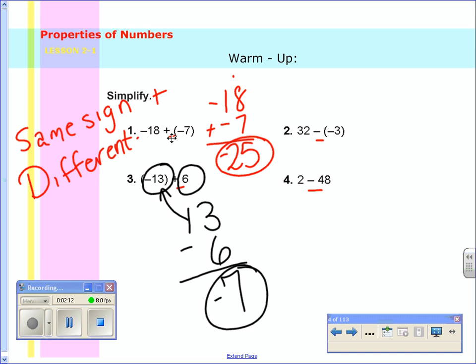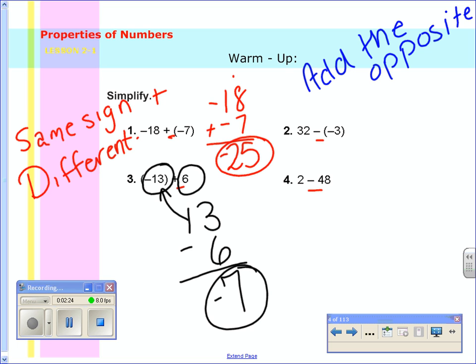Now, number 2 and 4, this is when we're subtracting integers. Remember, that's when you just add the opposite. So you leave the 32 alone, the minus switches into a plus, and the opposite of negative 3 is 3. So now I have 32 plus 3, which is 35.